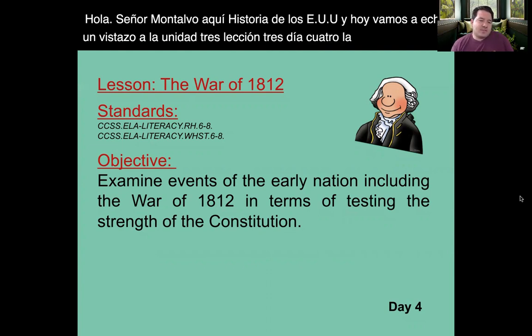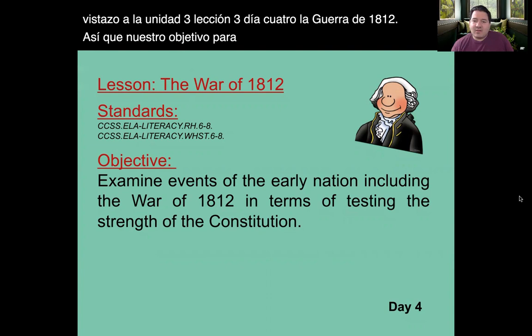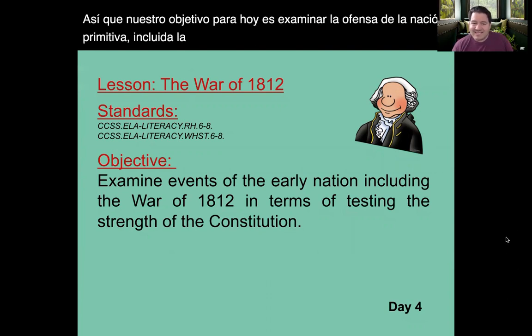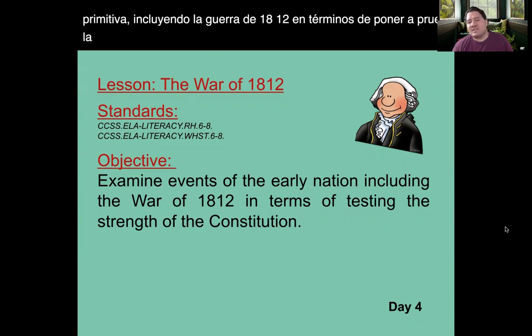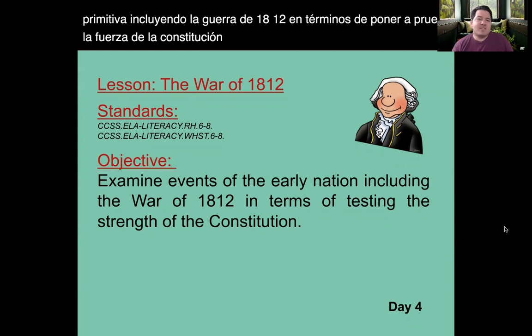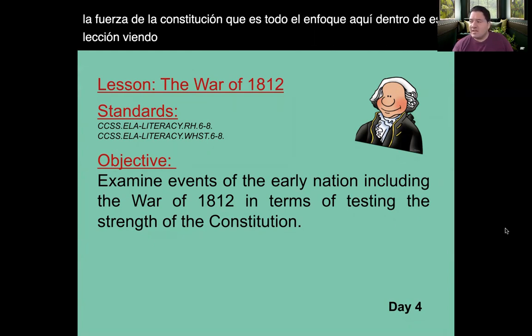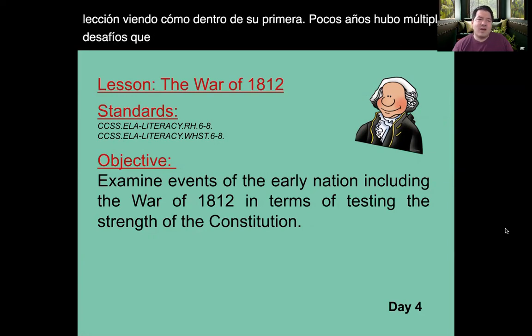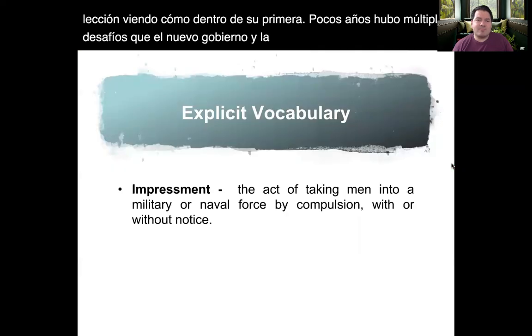And so our objective for today is to examine the events of the early nation, including the War of 1812, in terms of testing the strength of the Constitution. That's the whole focus here within this lesson, seeing how within its first few years, there were multiple challenges that the new government and the new Constitution of the United States faced.